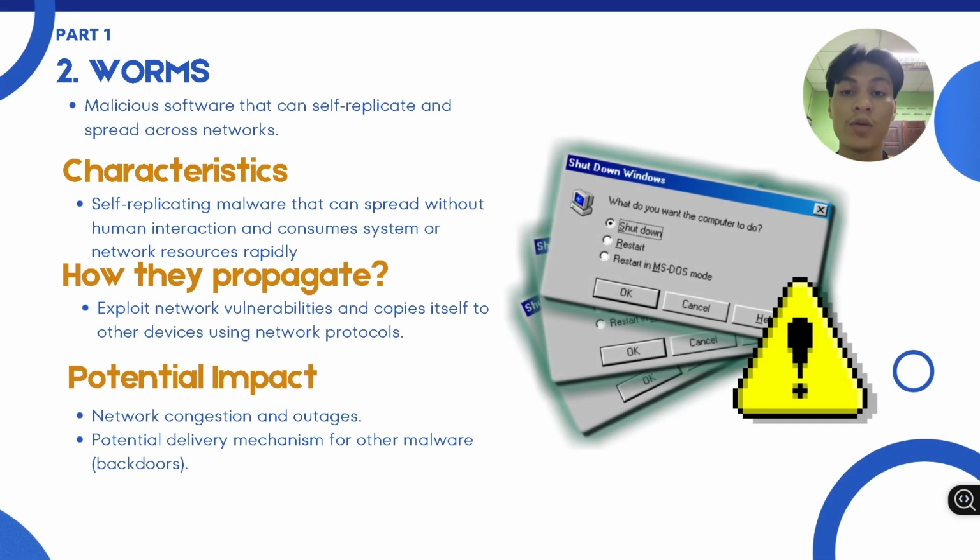So the second type of malware is worms. Worms are self-replicating malware that can spread automatically without any user interaction. Unlike viruses, worms do not need to attach themselves to a host file. Instead, they exploit network vulnerabilities and security weaknesses to move from one device to another. Because worms spread rapidly across networks, they can infect large numbers of computers in a very short time. This can lead to network congestion, bandwidth exhaustion, and even complete network outages.